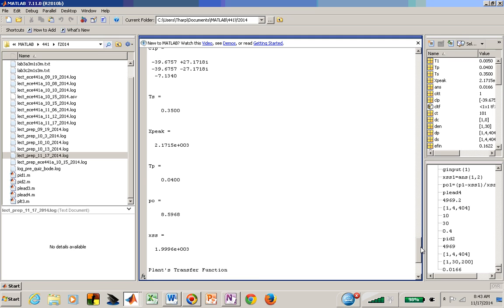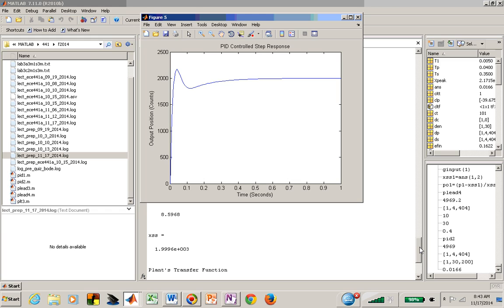My settling time was 0.35. So now I'm getting the benefits that I wanted. I'm getting a reasonable overshoot. I'm getting a quick response. My settling time is pretty fast.